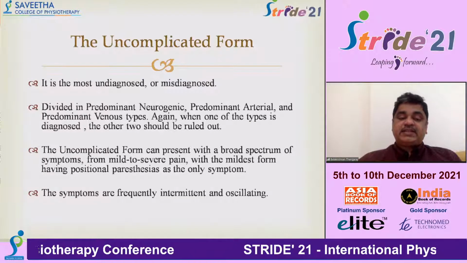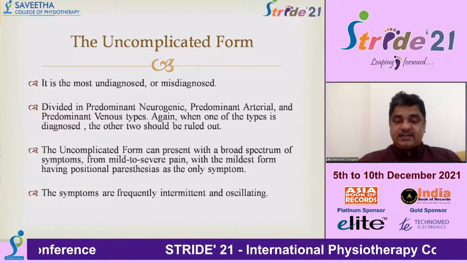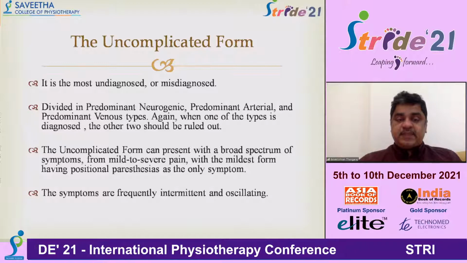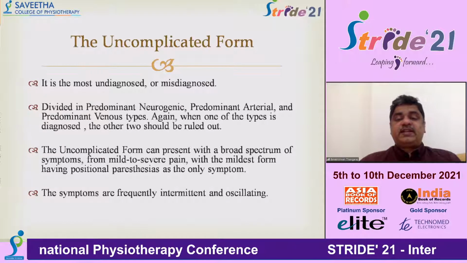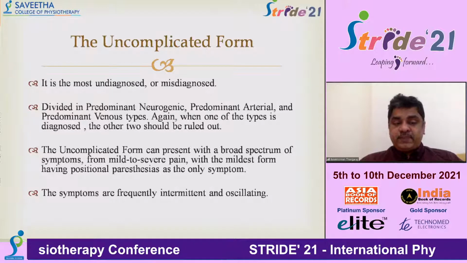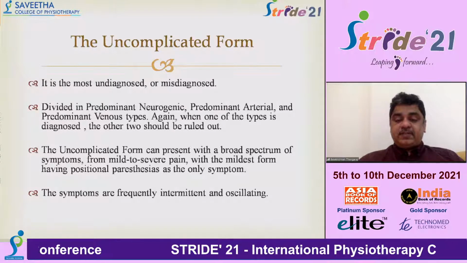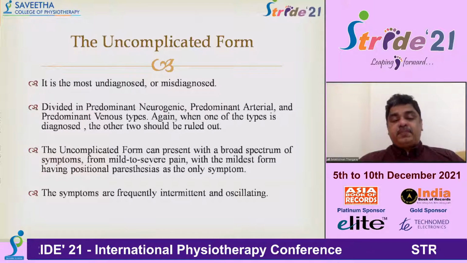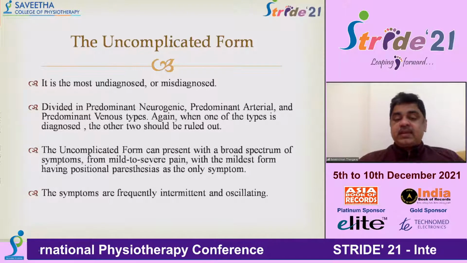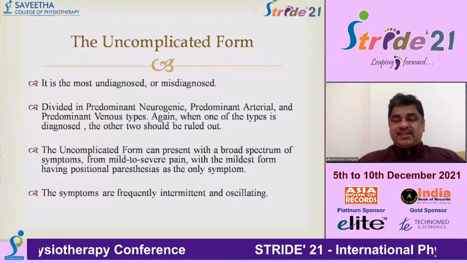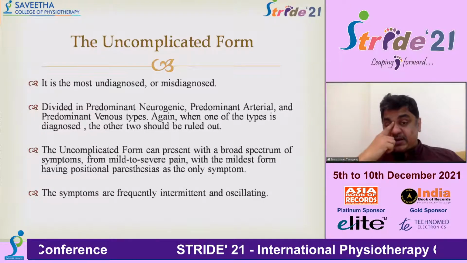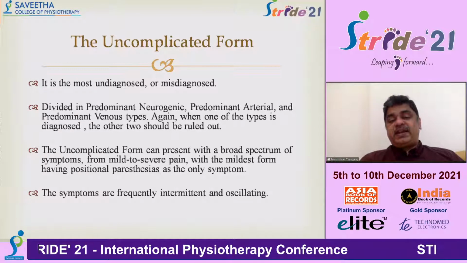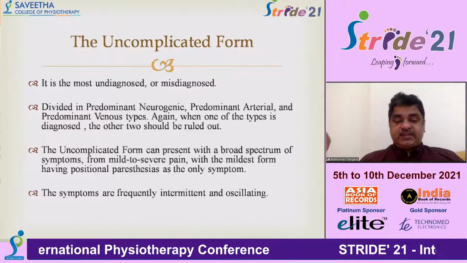because we don't know what is the real reason or what is really going on. We cannot blame the thoracic outlet for all these reasons. It is divided into predominantly neurogenic, predominantly arterial, and predominantly venous types again; when one type is diagnosed, the other two should be ruled out. The uncomplicated form can present with a broad spectrum of symptoms from mild to severe pain, with the mildest form having positional paresthesias as the only symptom. The symptoms are frequently intermittent and oscillating. We usually get the uncomplicated form in our clinics. We are not getting many of the complicated forms, but we should have an idea about what the complicated form is as well. Next, please.